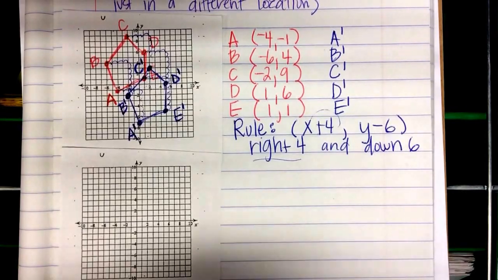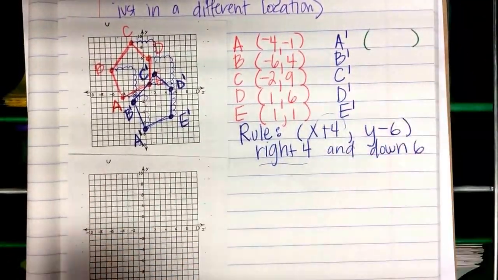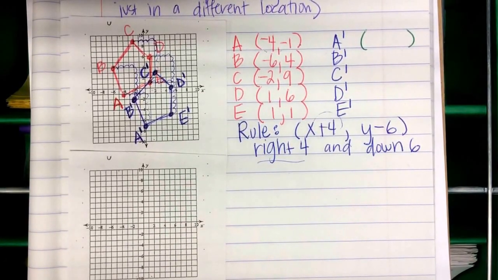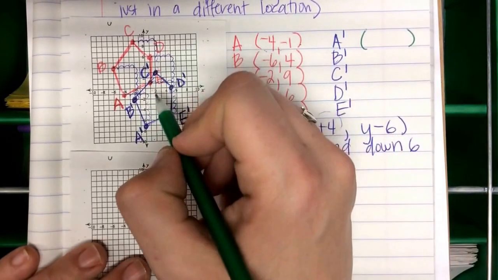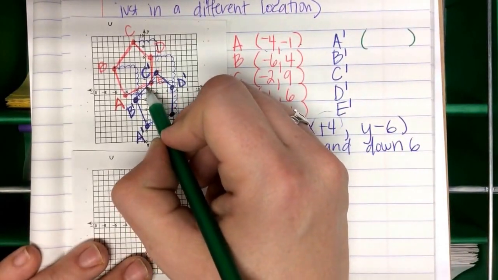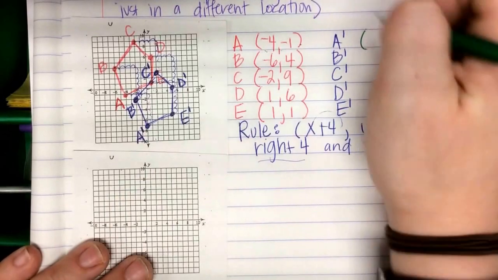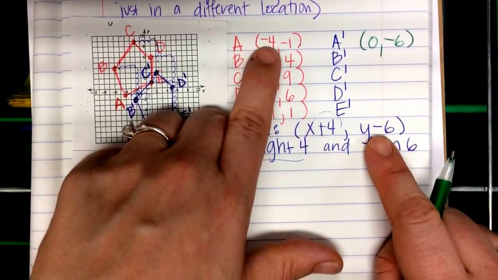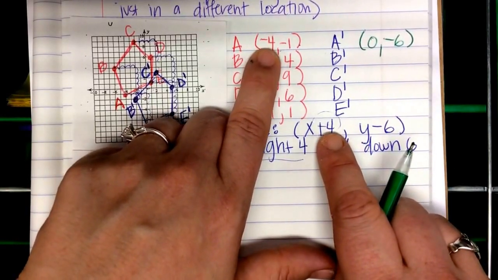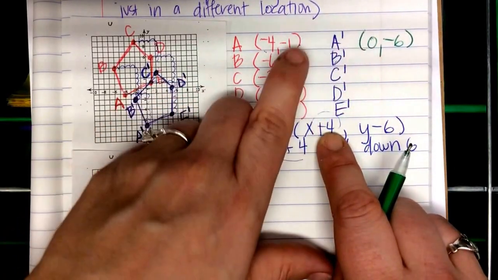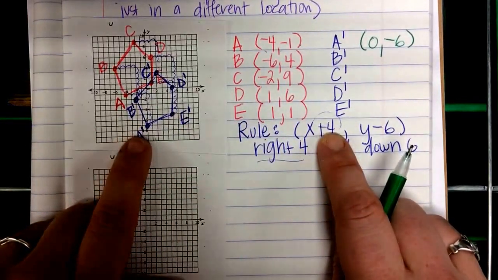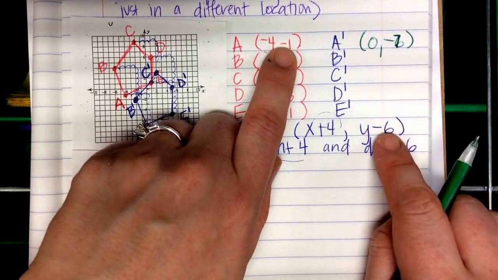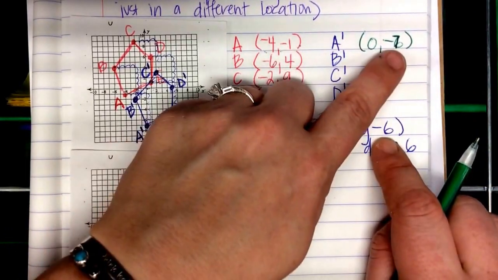So what's my new ordered pair for A? It's no longer -4, -1. So you can count it: 0, -7, or you can apply the math rule. -4 plus 4 is 0, and -1 minus 6 is -7.